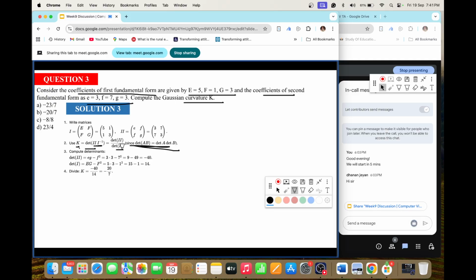Now we can easily find the determinant of the first fundamental form, that is 15 minus 1, which is 14, and for the second it is 9 minus 49, that is minus 40. So we have the determinant of the second, minus 40, and the determinant of the first, 14, and then we can calculate K. So the Gaussian curvature can be given by this. Okay, so this is one trick.